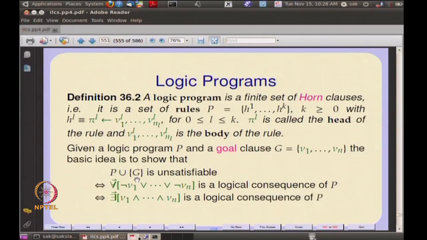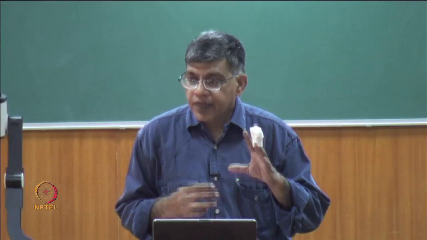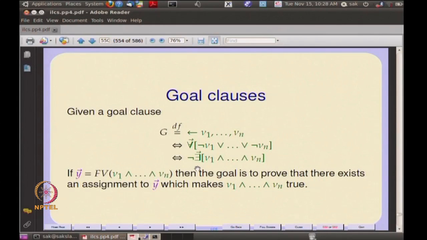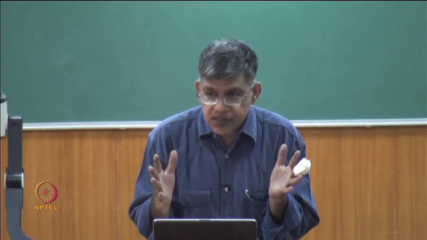So, I have a logic program. A logic program is essentially a set of Horn clauses, and given a set of Horn clauses, I give a goal clause. Then what I am asking is whether, given this set of Horn clauses P, this is never possible. Essentially that means that if I include the goal clause in the set of program clauses, I am asking whether this whole set is unsatisfiable.